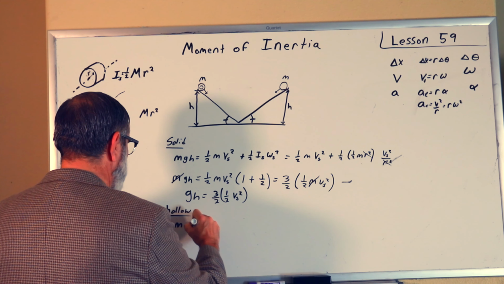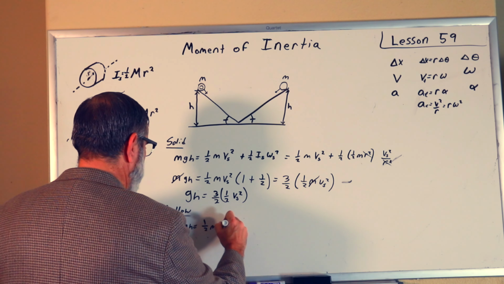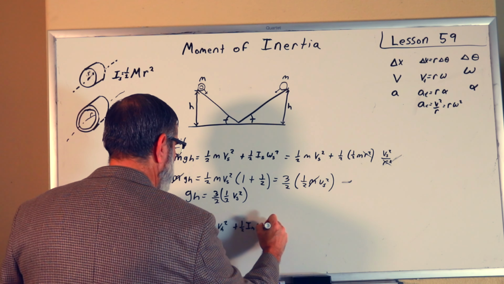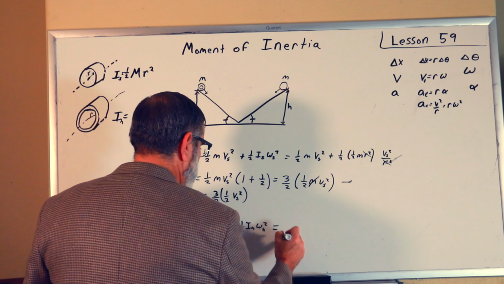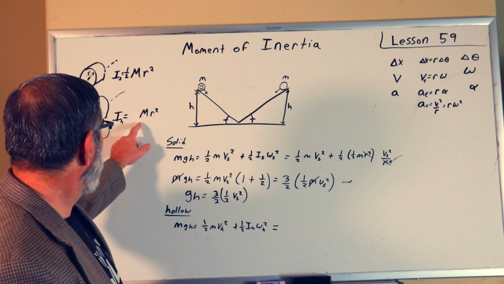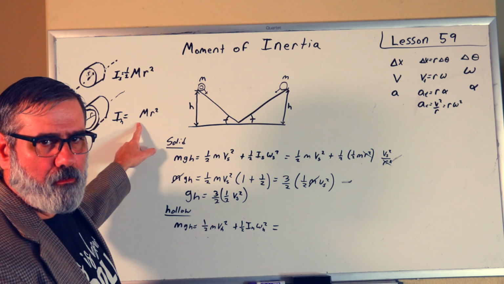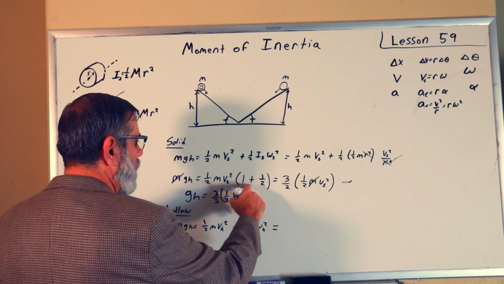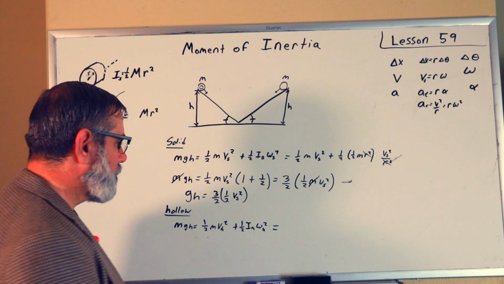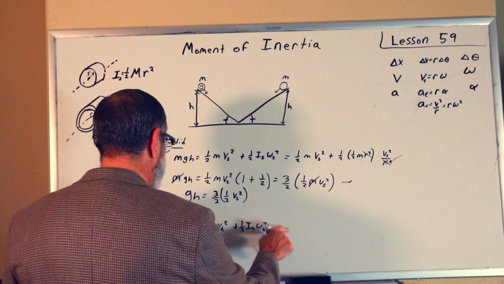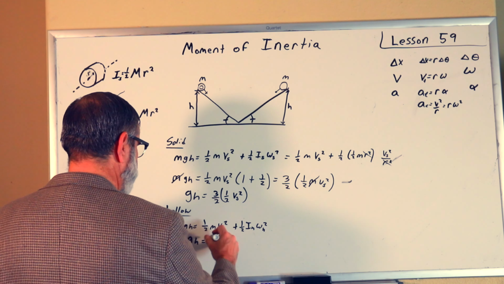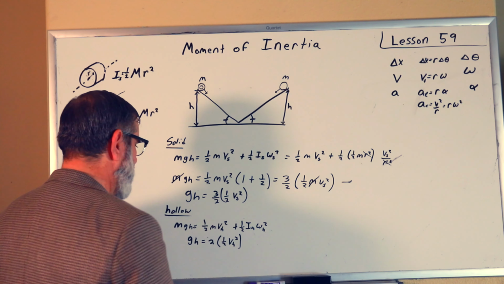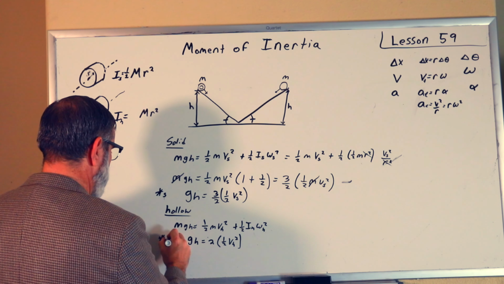For the hollow cylinder, everything is pretty much the same. We'll start out with mgh equals 1/2 m v_h squared plus 1/2 I_h omega_h squared, except we'll substitute in for I_h what we get for the hollow cylinder for the moment of inertia. I'm going to skip the algebra on this one because you can kind of see what we get. Instead of having 1 plus a half, we'll have 1 plus 1. And so that's going to give us that gh is equal to 2 times 1/2 v_h squared.